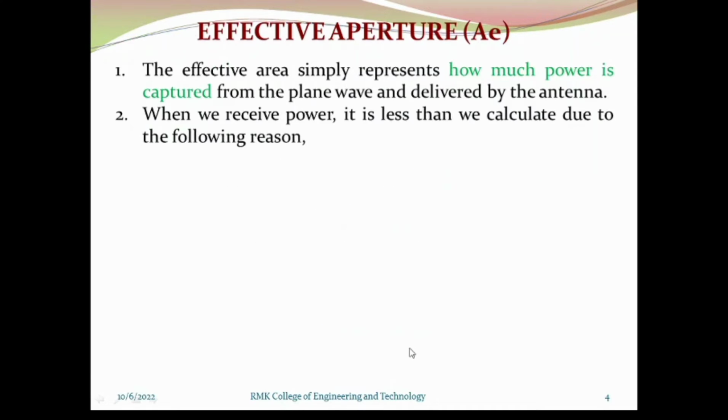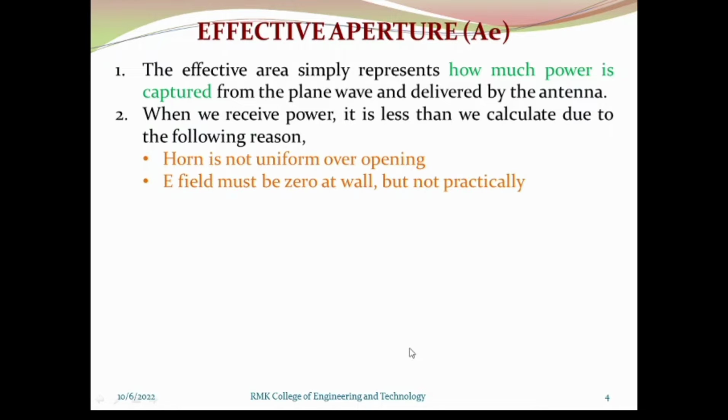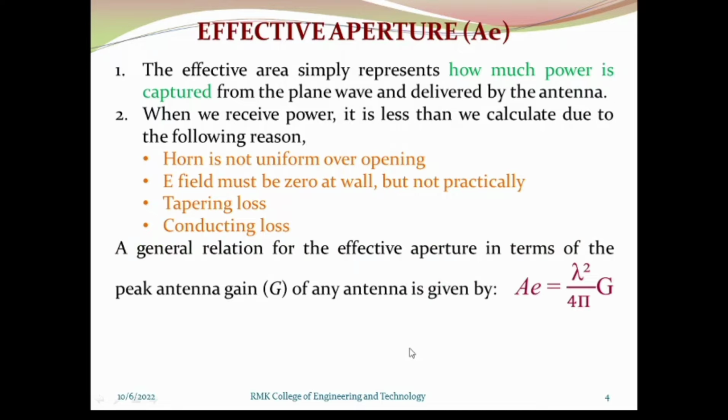Effective aperture. What do you mean by effective aperture for this antenna system? The effective area simply represents how much power is captured from the plane wave and delivered by the antenna. That is the effective aperture. When we receive power, it is less than what we calculate, due to the following reasons. For example, in the horn antenna, the field is not uniform over the opening. That is one of the factors. And the E field must be 0 at the wall, but not practically.